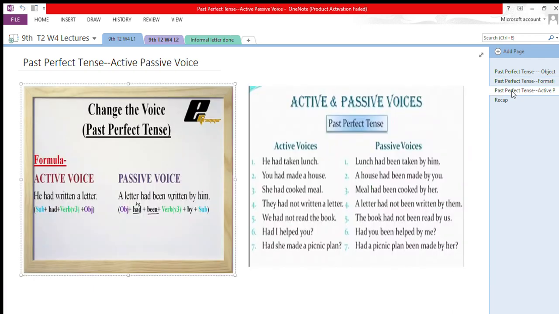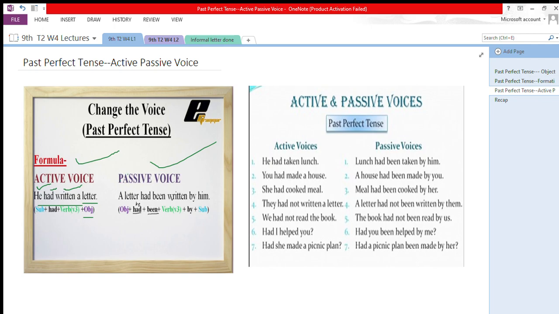Now we'll see how we transform the sentences from active to passive voice. As already you know, what is active voice? When the subject performs an action, and what is passive voice? When an action is performed on the subject. Now the formula goes like this. He had written a letter. Now he is the subject, had is the helping verb, written is the main verb, and a letter is the object.